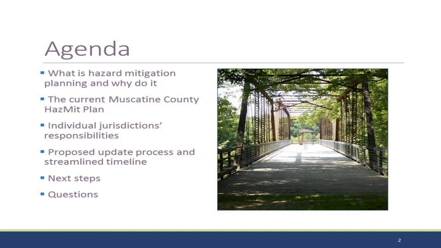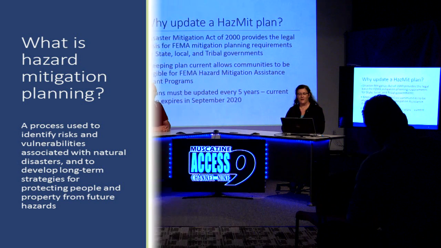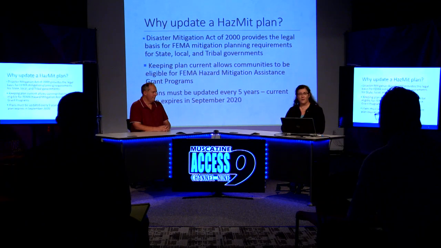Why do we update the hazard mitigation plan? Well, the short answer is it is required in order to qualify for certain funding through the Federal Emergency Management Agency, or FEMA. The Disaster Mitigation Act of 2000 provides the legal framework for the FEMA mitigation planning requirements. So they tell us what needs to be in the plan, and then we get together and make sure those are all in our plans for the county. And keeping the plan current allows us to remain qualified for those funding opportunities.